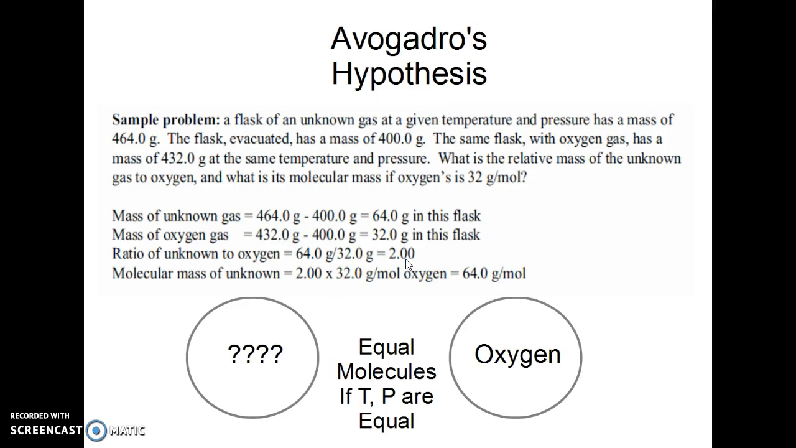That means that the molecules of the unknown are twice as large as the molecules of the oxygen. That's not their size, that has to do with their mass. Therefore, the molecular mass of the unknown is twice that of oxygen. We have set oxygen to be 32 grams per mole, so the unknown gas is 64 grams per mole.